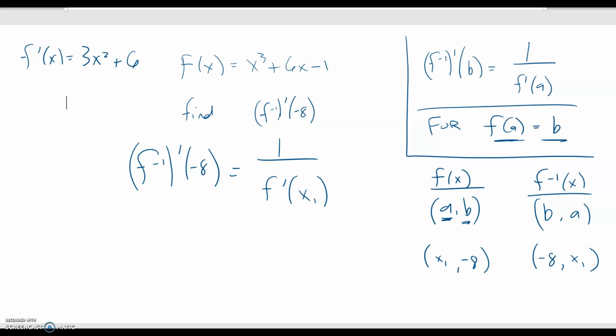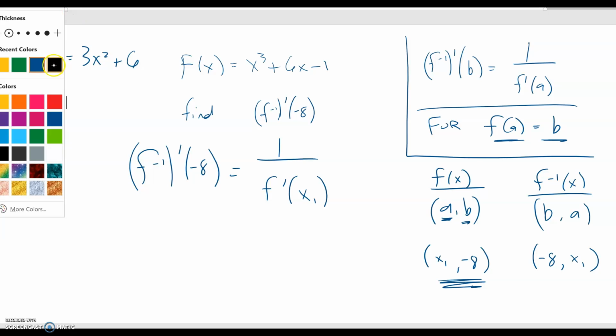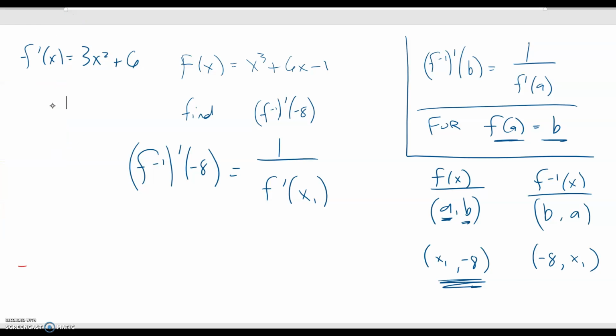So again, this is the idea. We concentrate on f. So I take my output on f and figure out what the input is. And we do that algebraically by setting my function equal to negative 8. And then here's the problem with this one. I can't solve it easily algebraically because it's a cubic. We don't solve a lot of those. So what I would do, I'd have to cheat a little bit.